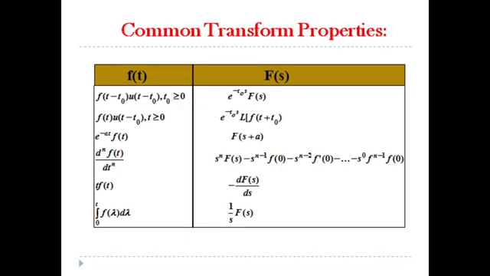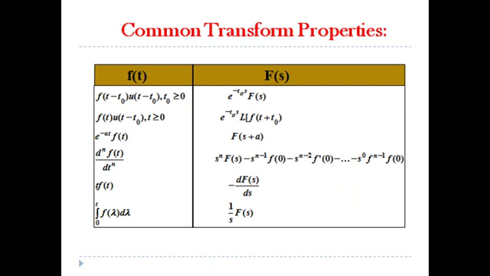Another common transform properties are: f of (t minus t0) into u of (t minus t0), for t0 greater than or equal to 0, is e raised to minus t0 s into F of s. f of t u of (t minus t0), t greater than or equal to 0, is e raised to minus t0 s, Laplace of f of (t plus t0).